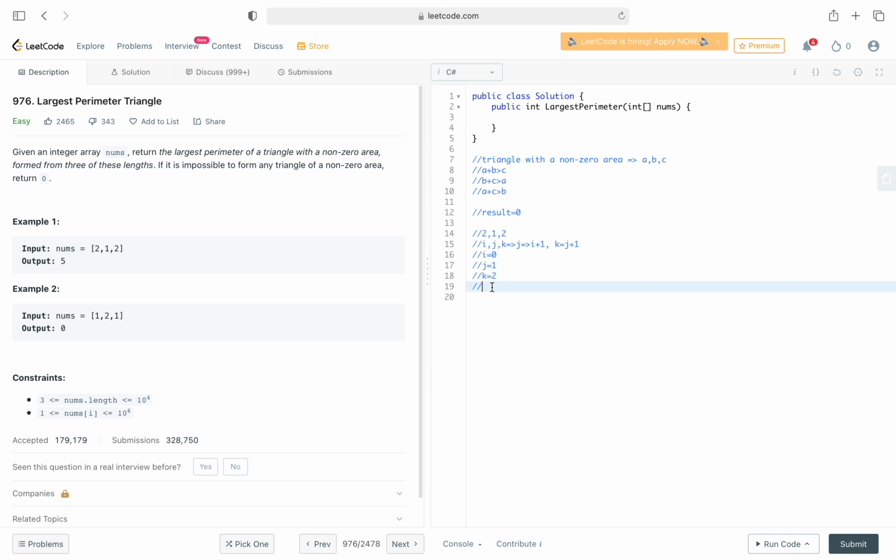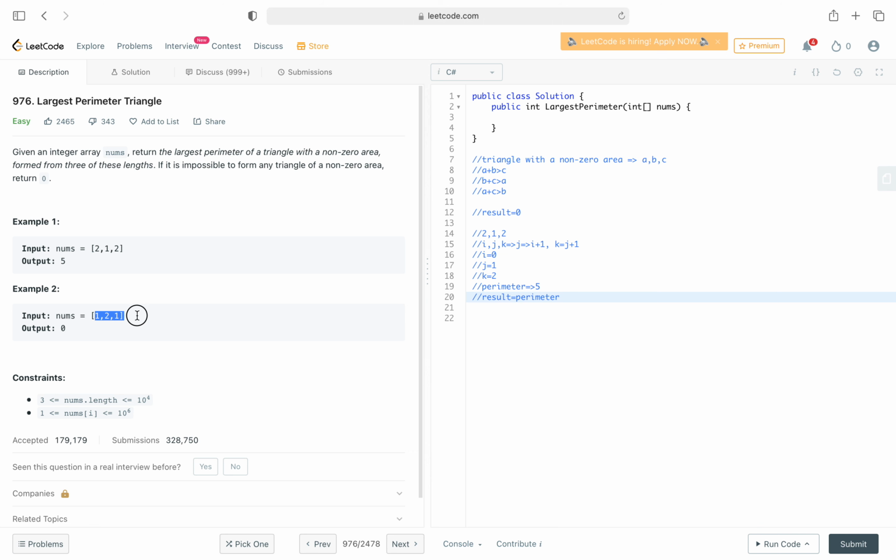And then we will have the perimeter from this condition. After we meet the conditions, these three sides can form a triangle with non-zero area, so we add those. So we got 5 as the perimeter. We compare it with our result. If the result is less, we just take the perimeter as the result. Then we don't have any room to go forward, so we just return the result, and the result is 5.